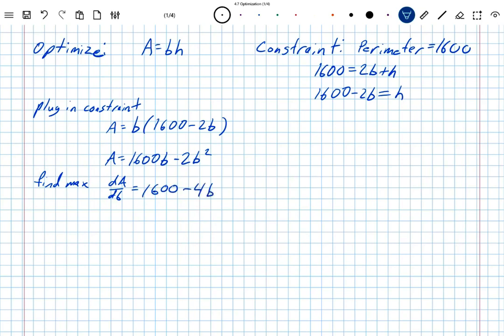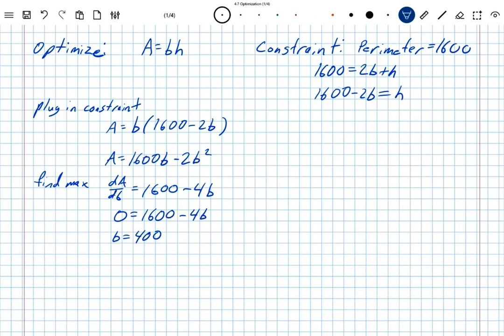Okay. Fermat says, look for where the derivative is 0. This is my derivative. Let's set it equal to 0. That is 0 equals 1600 minus 4b. If I solve this out for b, I would get negative 1600 over negative 4. b is equal to 400. Very cool. Great, that's where the max is.